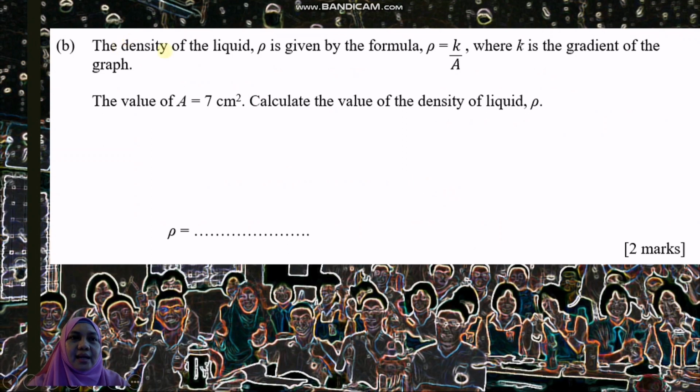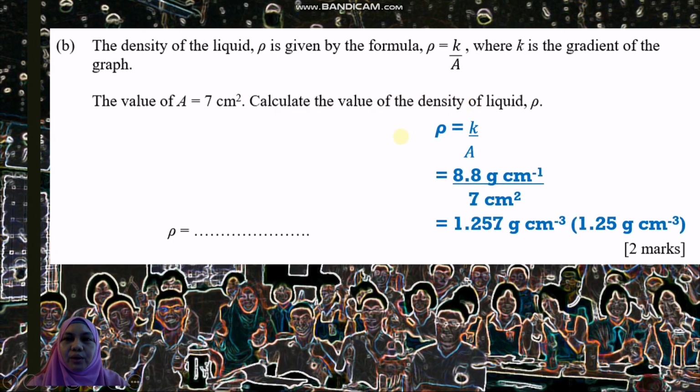Next, the density of the liquid rho is given by the formula rho equals K divided by A, where K is the gradient of the graph, and here the value of A, which is area, is equal to 7 centimeters squared. Calculate the value of the density of liquid rho.